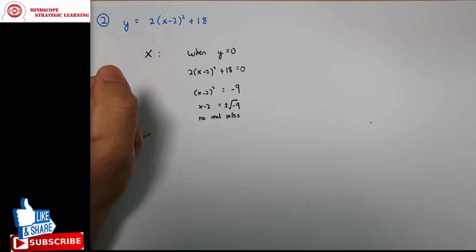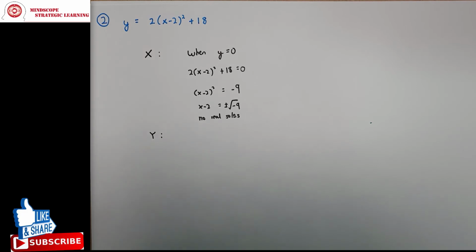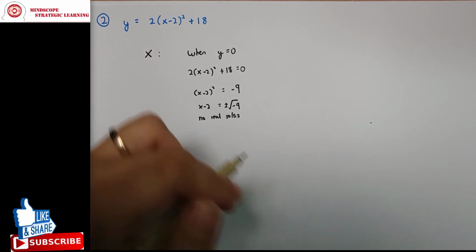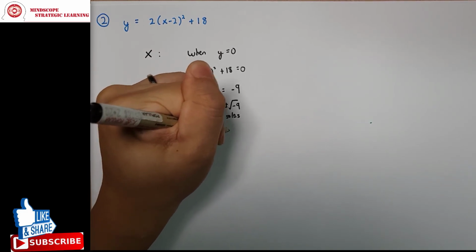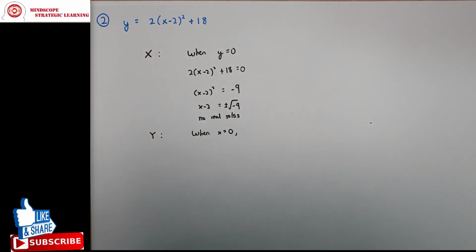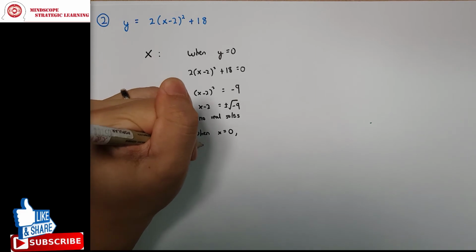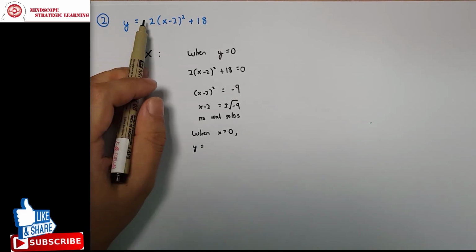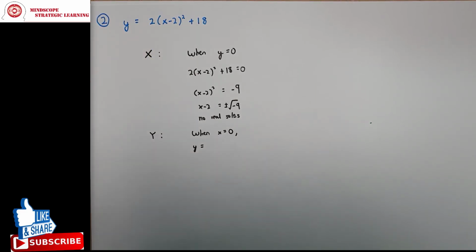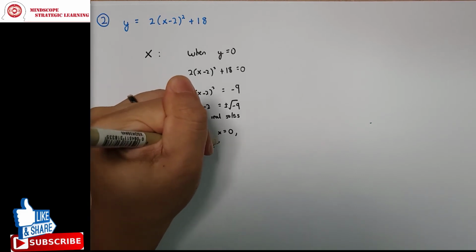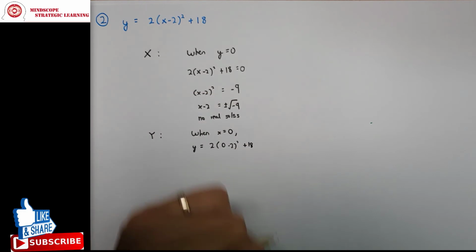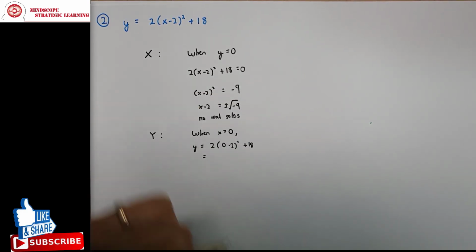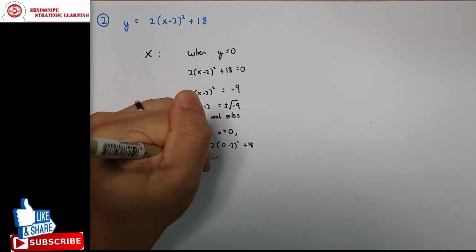Now let us continue with the y-intercept. That is when x equals 0. So when x equals 0, y would be 2 bracketed (0 minus 2) squared plus 18. So let me write it down. That will give us 4 times 2, 8, and that will give us 26.